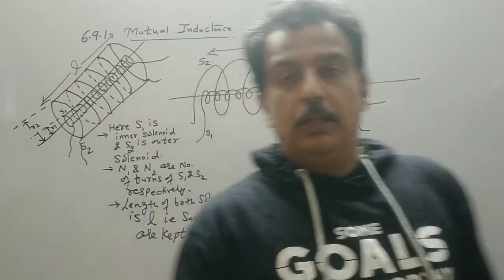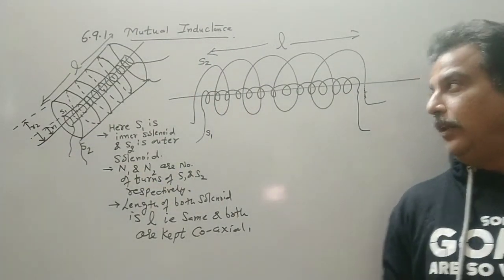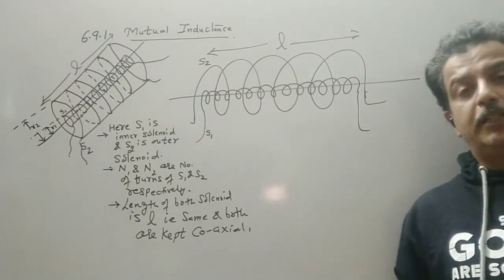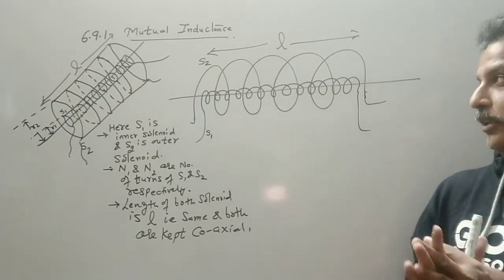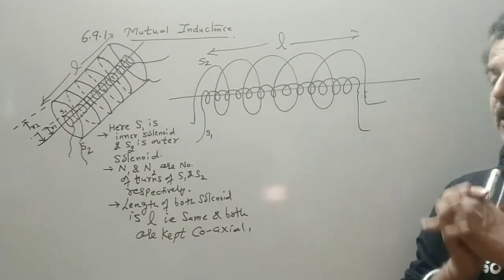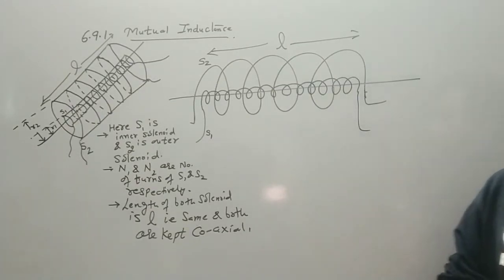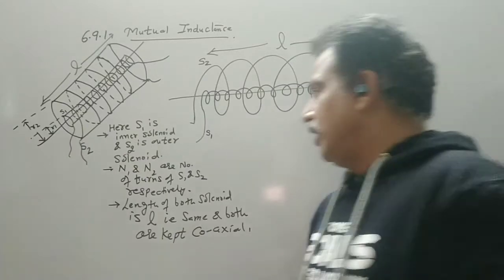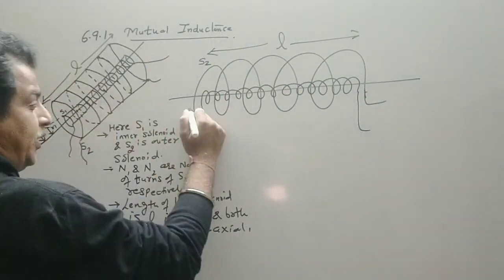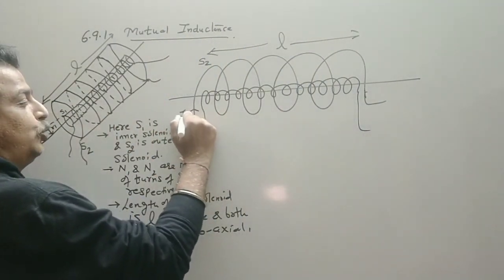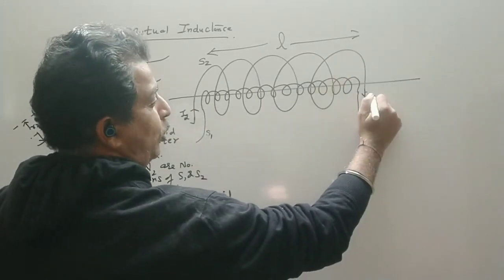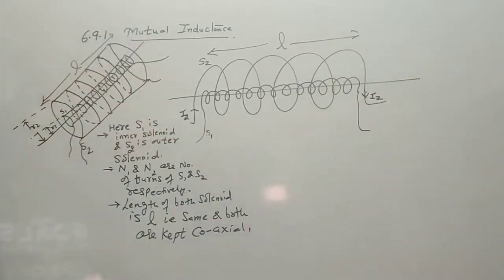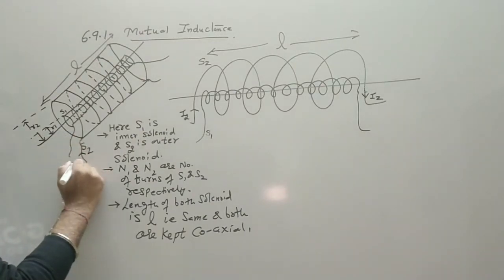Now we will set up a current in any one solenoid. So turn by turn we will set up the current in this solenoid. Let us first set up the current I2 in the outer solenoid. So in the outer solenoid we pass a current I2.